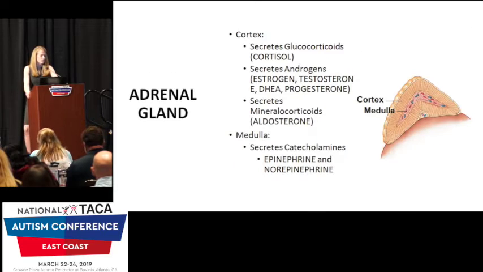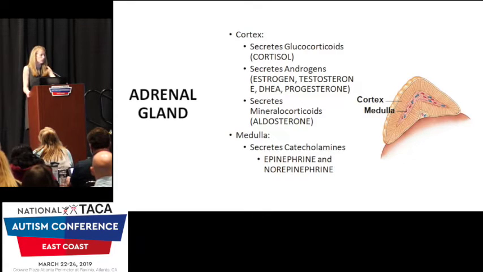And then the adrenal gland itself. So the adrenal glands, they look like little jelly beans, and they sit on top of both of our kidneys. And they have 2 different areas. The outer layer is known as the cortex, and this has different layers that essentially, the one layer will secrete glucocorticoids, and this is cortisol.